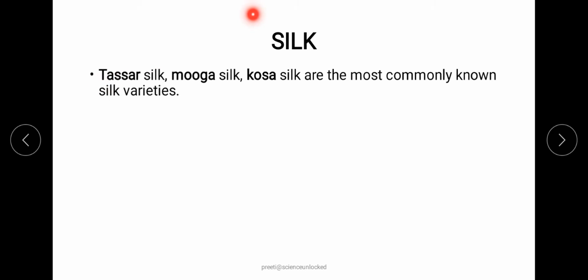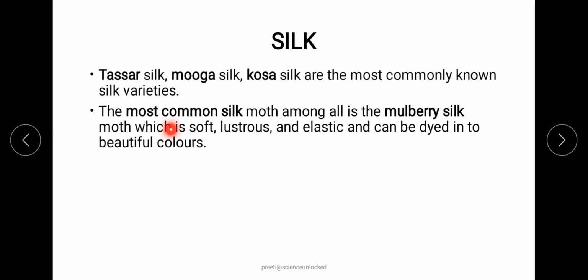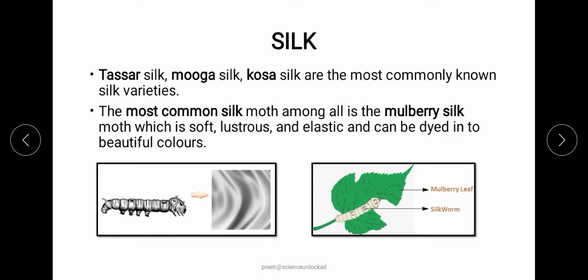Now when we talk about the different kinds of silks, there are a variety of silks available in the market, for example tussar, moga, kosa, but the most common variety that we are aware of is mulberry silk. Now this is the kind of silk which comes from the caterpillar or the silk moth, which feeds on the mulberry plant leaves. So that is where the name mulberry silk comes from.